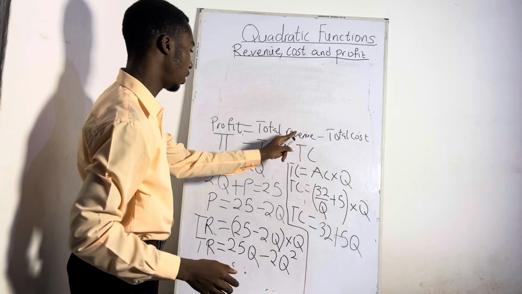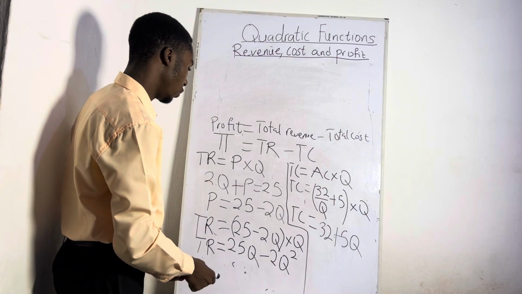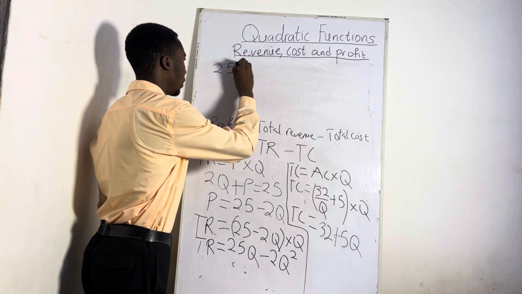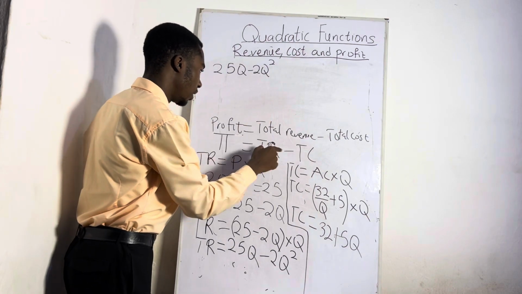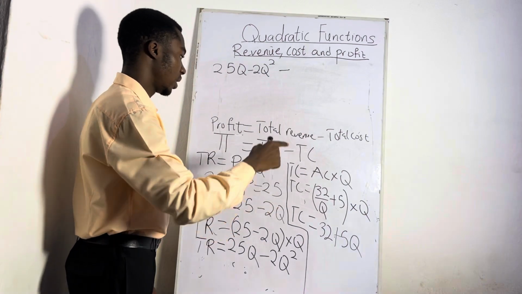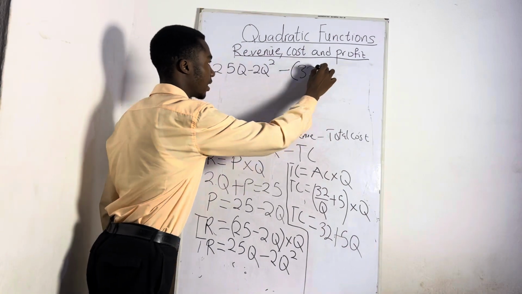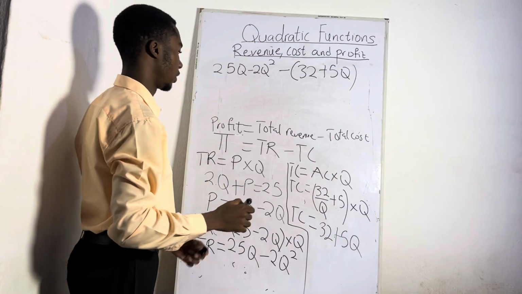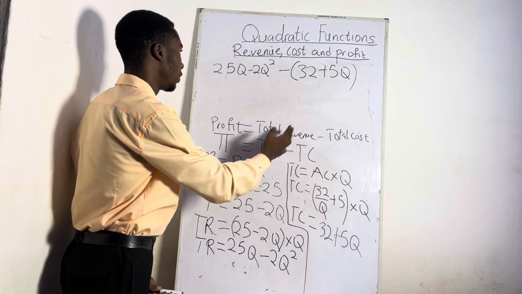So the profit is the total revenue minus total cost. And our total revenue is right here, 25Q minus 2Q squared. So let me just write it, 25Q minus 2Q squared. That's our total revenue. Then minus the total cost, and the total cost is 32 plus 5Q, in brackets. You get it? So this becomes our profit function because the profit is total revenue minus total cost.